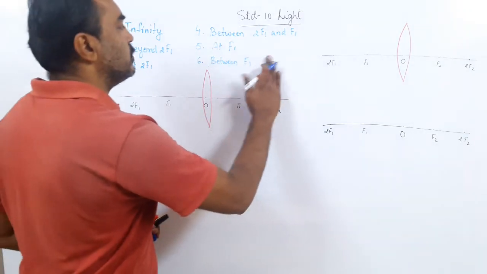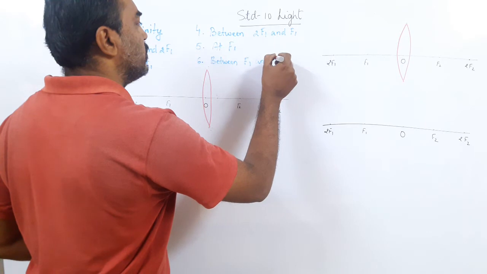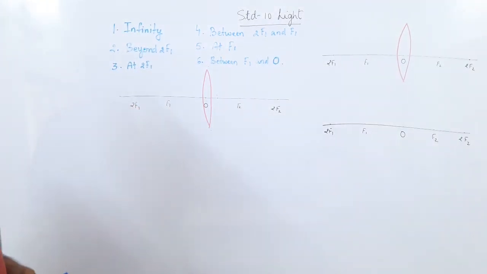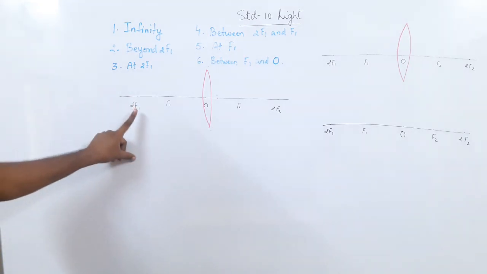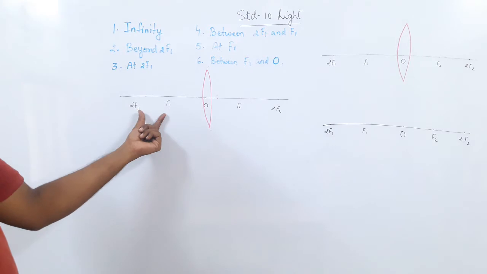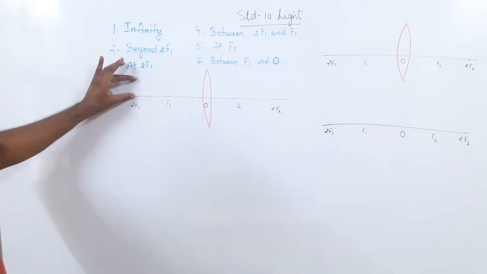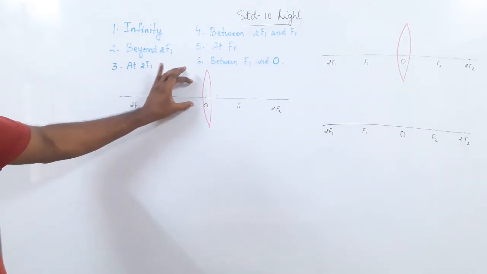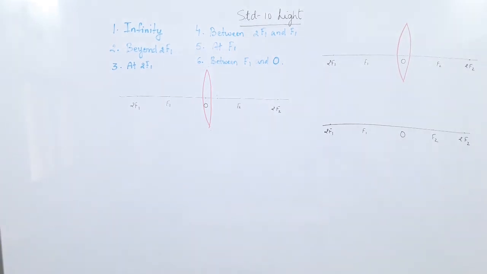Clear? So what are we going to do? 6 cases. But 6 cases in which lens? The convex lens. One at infinity, then somewhere beyond 2f1, at 2f1, between 2f1 and f1. So we are bringing the object from infinity, beyond 2f1, at 2f1, between 2f1 and f1, at f1 and between f1 and O. So 6 cases we have to see, applying the rules and forming the images.